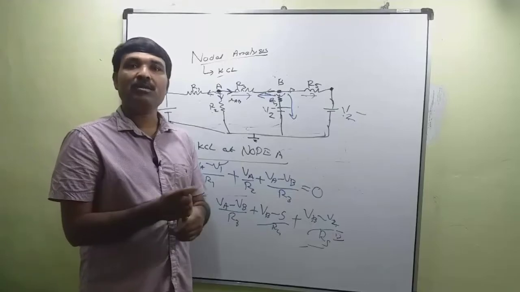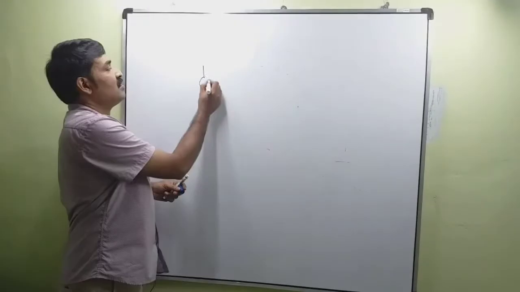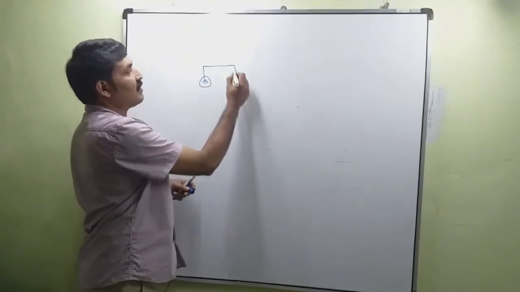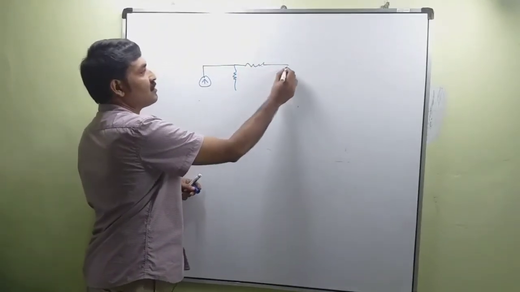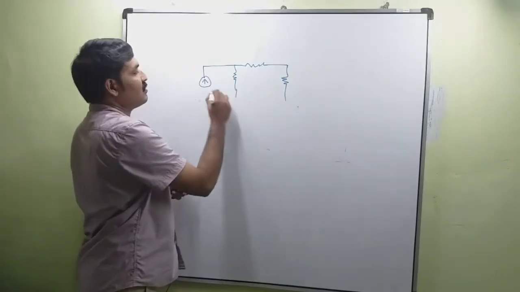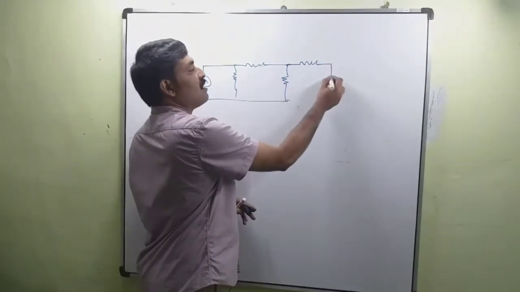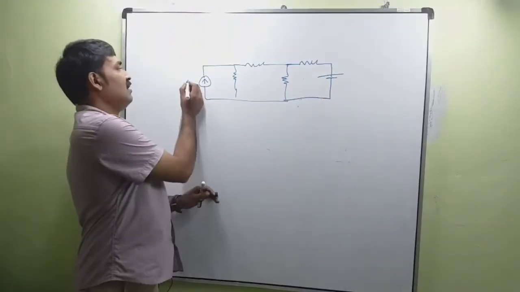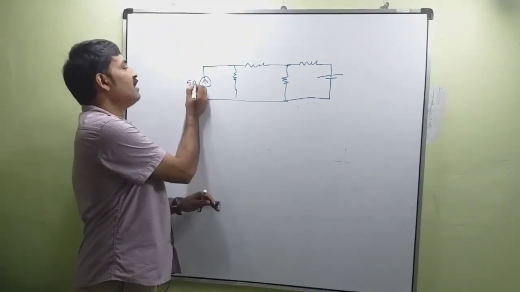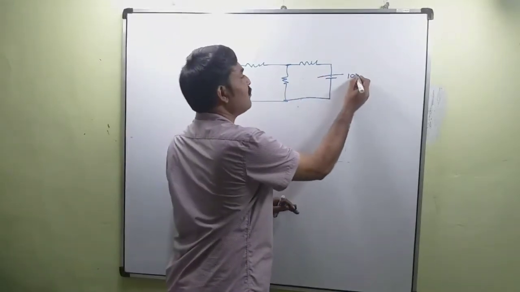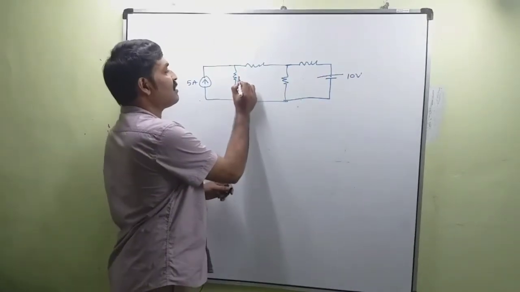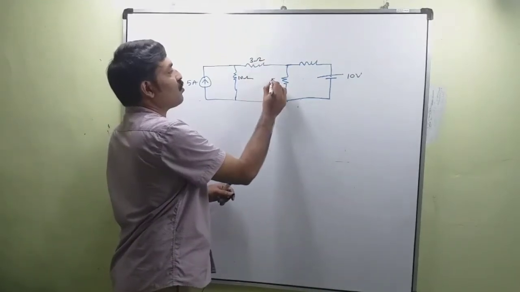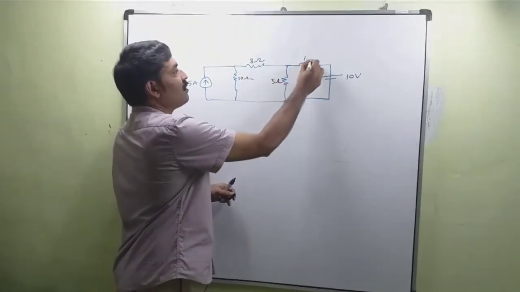Okay, let us do some problems based on KCL. A current source is connected. Like here a resistance, another resistance, another resistance, and a resistance and a battery source is connected to this. Let this value be 5 ampere. This is 10 volt. Let this resistance be 10 ohm, 3 ohm, 5 ohm and 1 ohm.